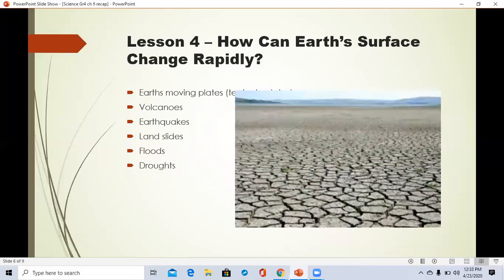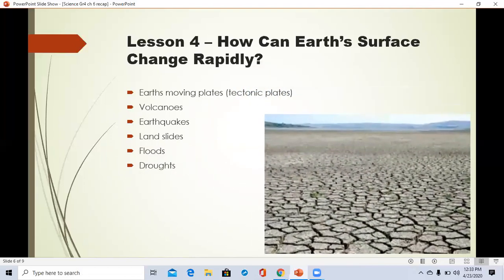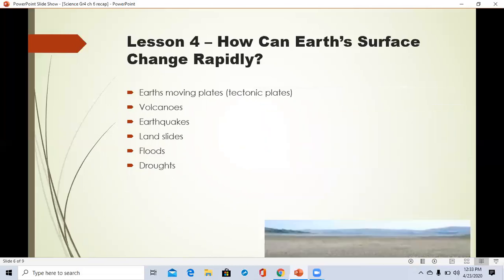Then droughts, also not permanent, but through a change in weather systems, we can see that the Earth can change its surface by losing all the vegetation on the surface.